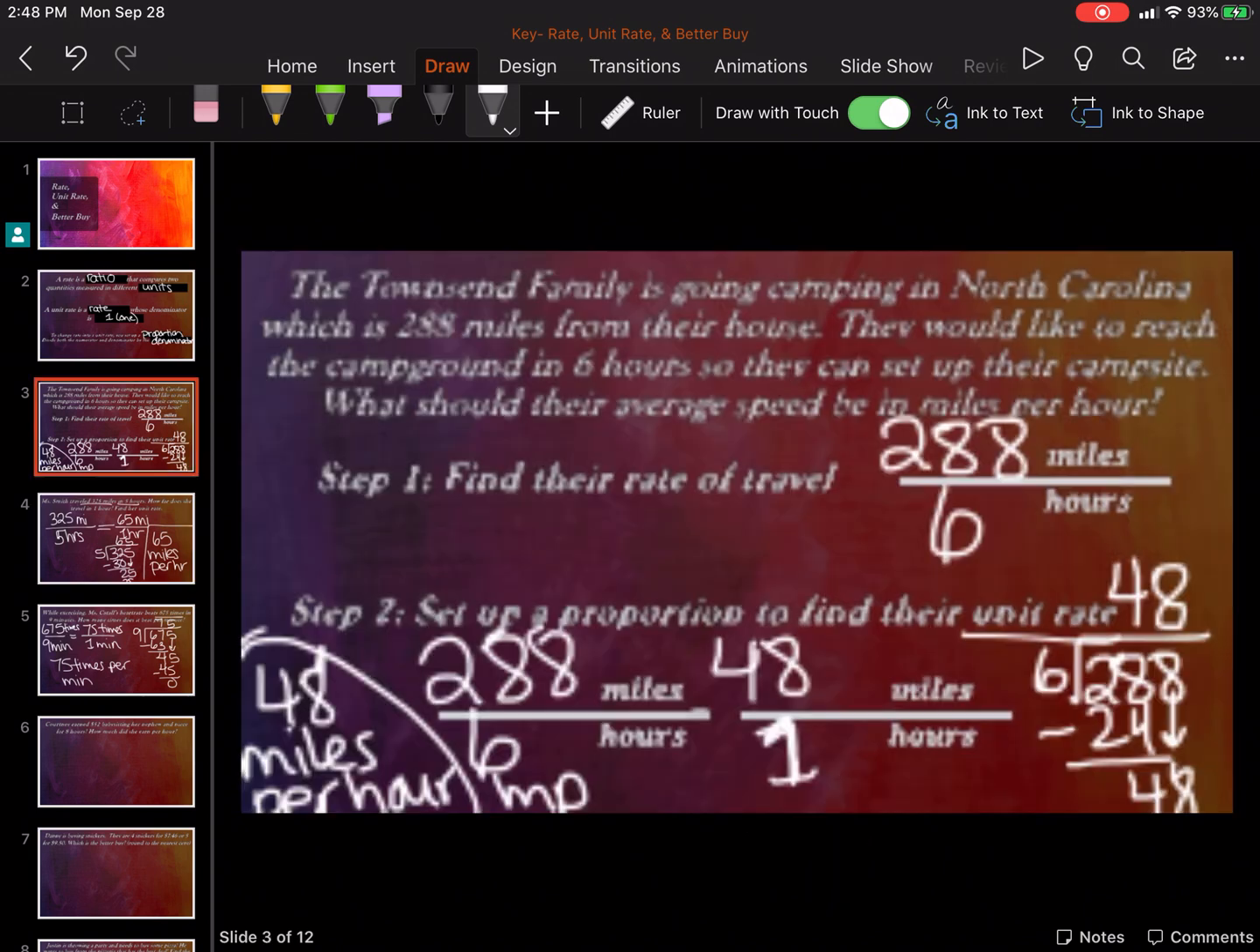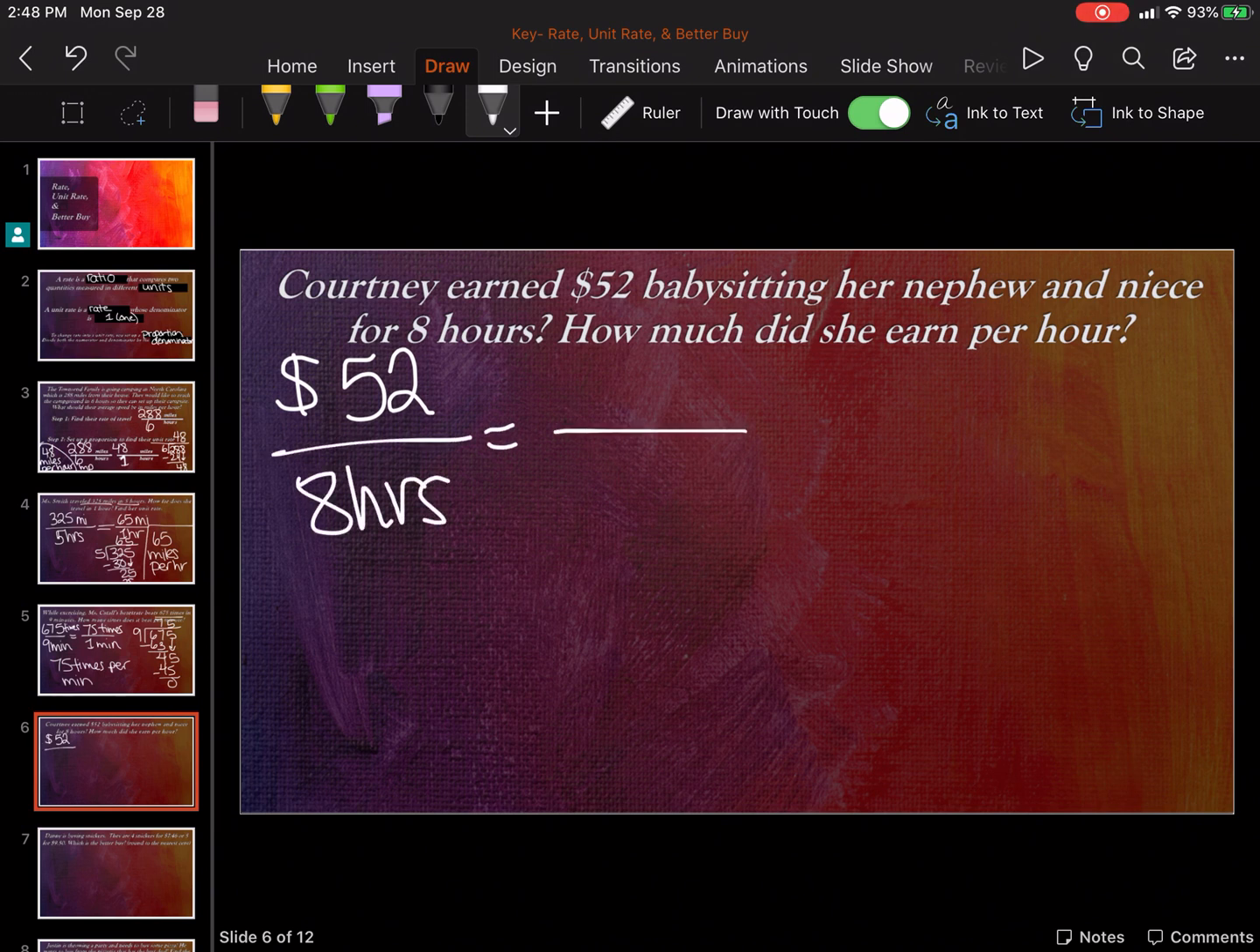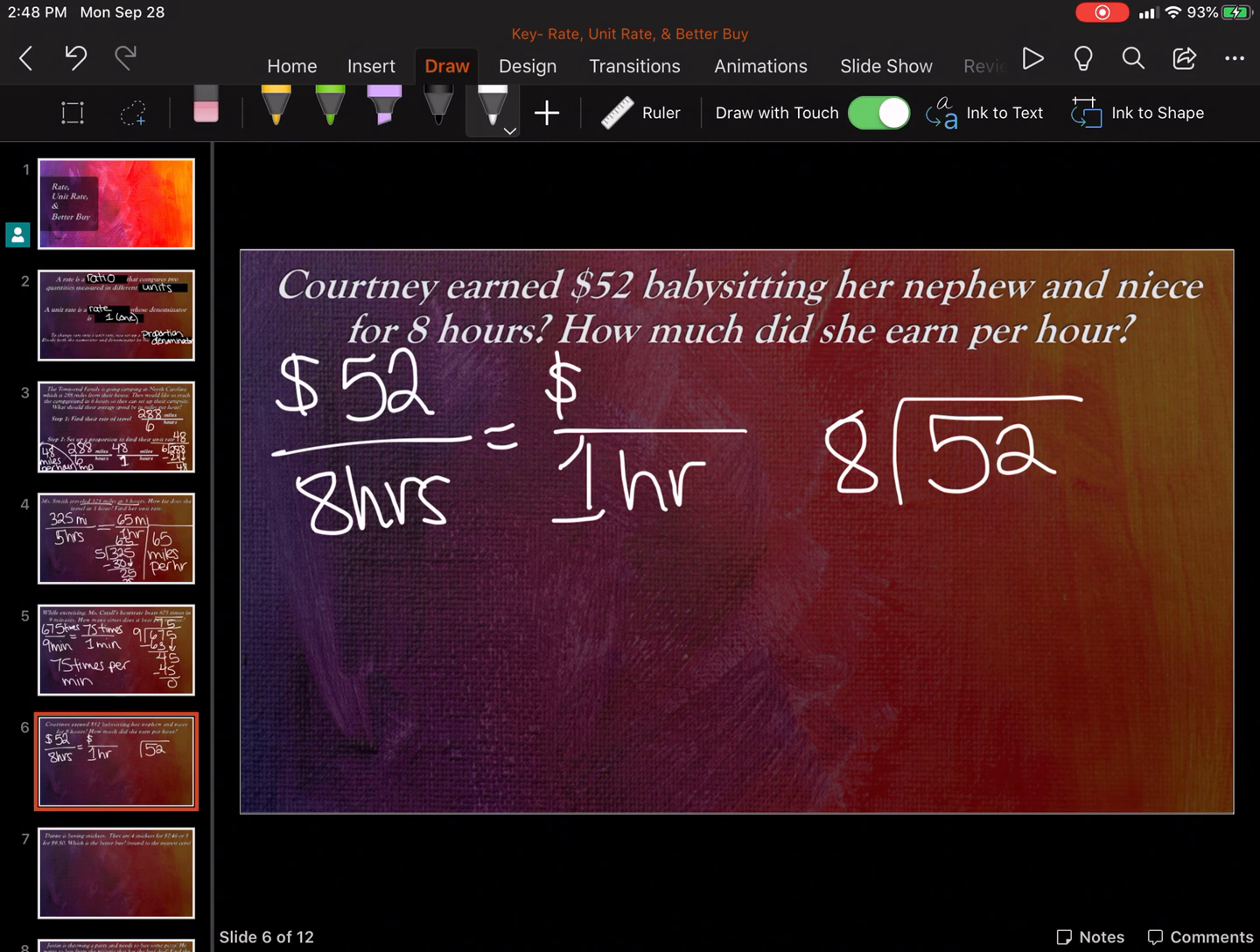Fill in these blanks. Okay, so Courtney earns $52 for babysitting her nephew and niece for 8 hours. How much can she earn per hour? So same situation, $52 for 8 hours. How many dollars is it for 1 hour? So 52 divided by 8. 8 times 8. It's too big. 7 is too big, so 6. 48 with 4 left over.